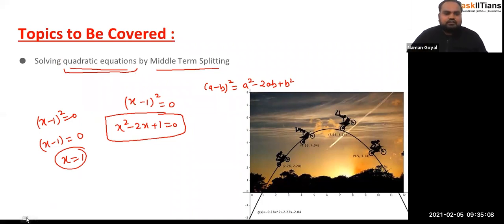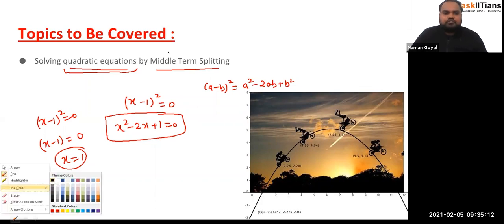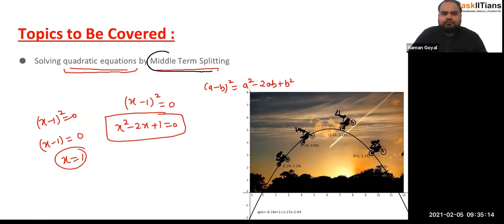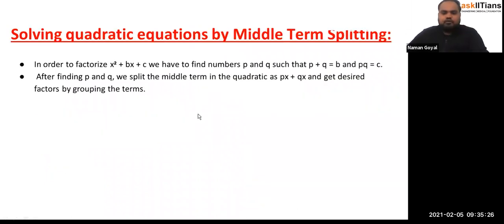Okay, now there are some methods to solve these types of equations. One of the methods is middle term splitting. So in this lecture we are going to cover the topic of middle term splitting, which is very important for solving quadratic equations. Okay, so now let's see what is the meaning of middle term splitting, right?